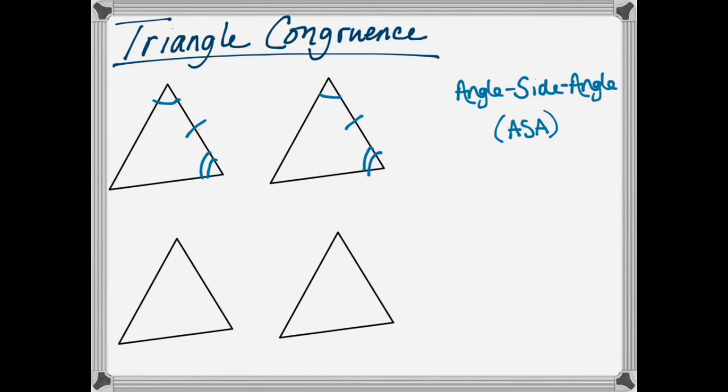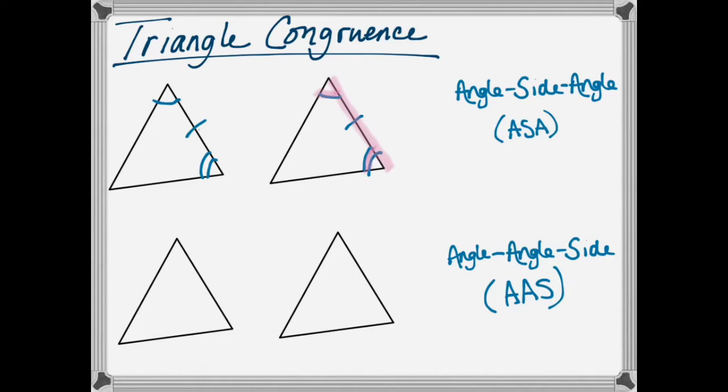So again, looking at the problem here, I have an angle, a side, and an angle. Okay, that's the important part, that the order matters. You have an angle, a side, and an angle. That side is trapped between those 2 angles. All right, and the last one we're going to have here is called angle, angle, side. An angle, angle, side is abbreviated as AAS.